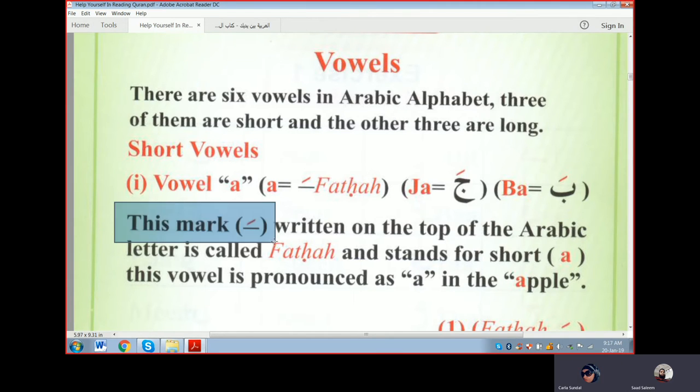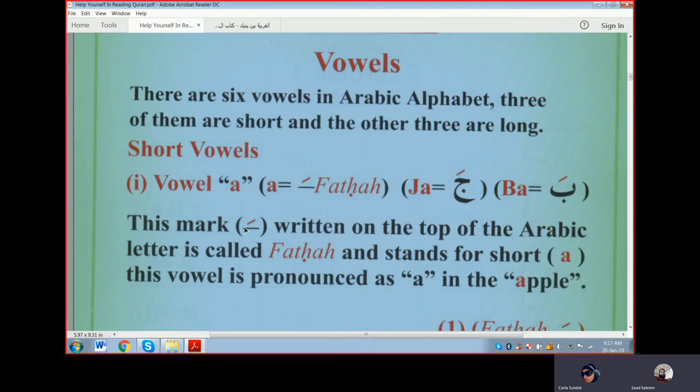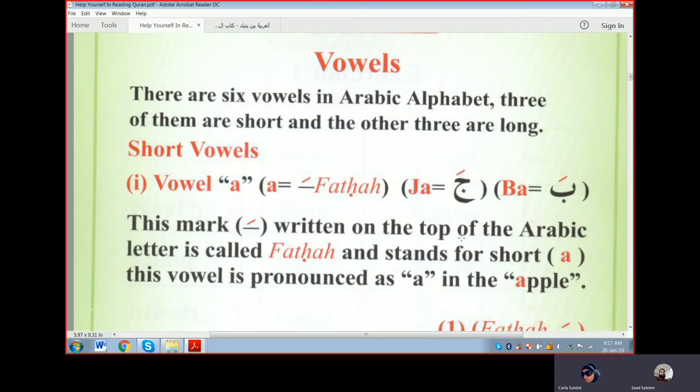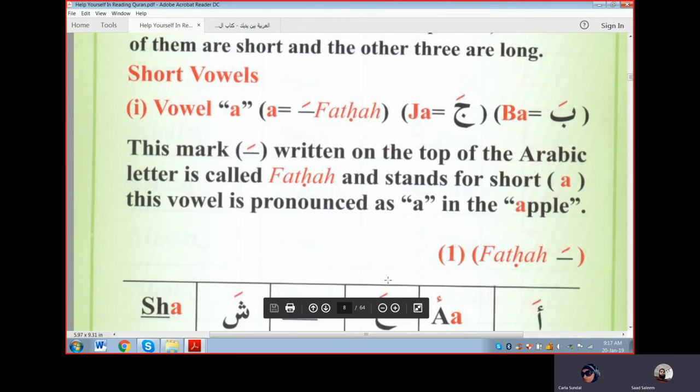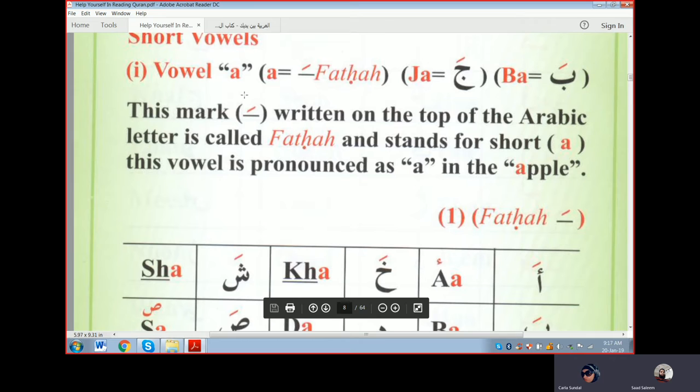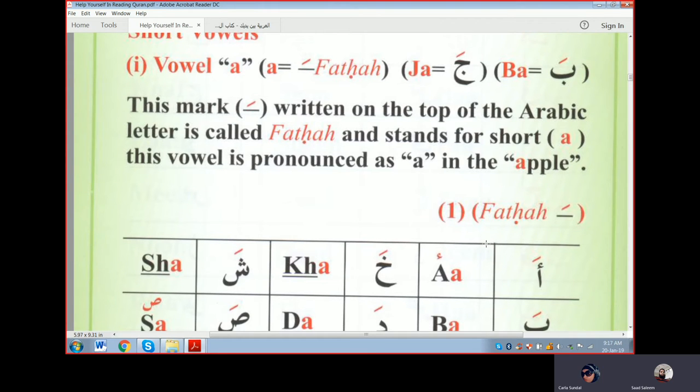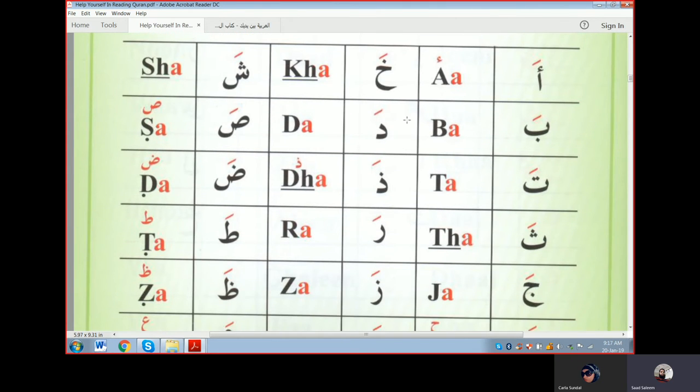This mark written on the top of the Arabic letter is called fatha and stands for short a. This vowel is pronounced as the a in apple. So this vowel is always written on top of the Arabic letter, okay? Oh, it's on the top. Yes. As you see here, in all these letters, this vowel is written on the letters.